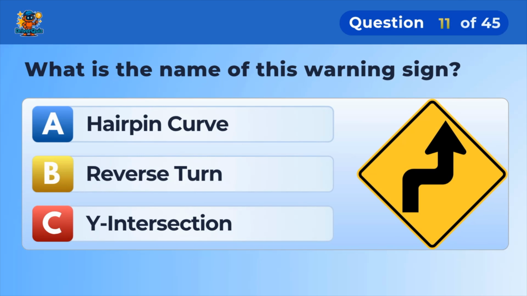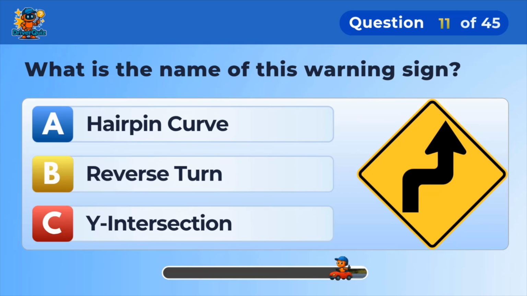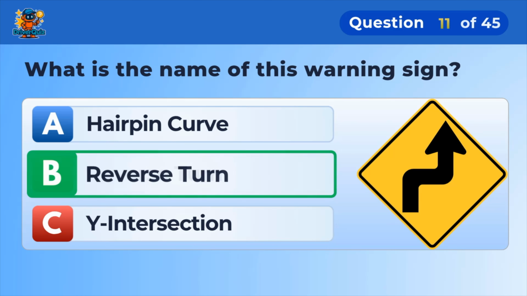Question 11. What is the name of this warning sign? A. Hairpin curve. B. Reverse turn. C. Y intersection. And the answer is reverse turn.